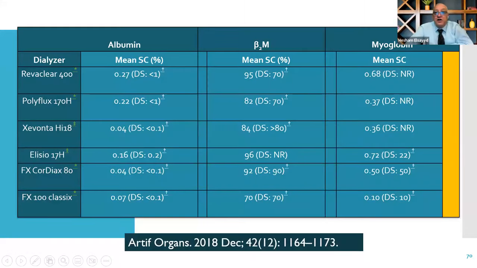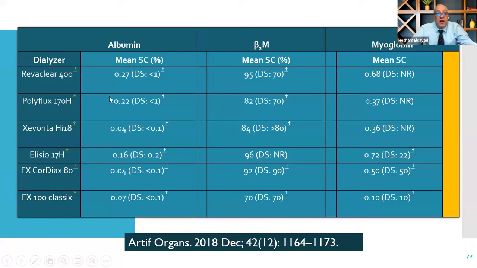Here is some of the clinical literature on the differences between RevaClear, Polyflux, Xevonta, Elisio, Cordax. And you can find that even for the same company, you have a different sieving coefficient. If you are comparing Paxter, Polyflux, and RevaClear, you will find that RevaClear has higher myoglobin sieving compared to Polyflux. This is suitable for removal of cytokines and is more suitable for doing hemodiafiltration. And if you compare two others from the same company, the sieving coefficient of myoglobin is 0.5 for one and 0.1 for the other. So it is not the company, it is the type of dialyzer inside each company.